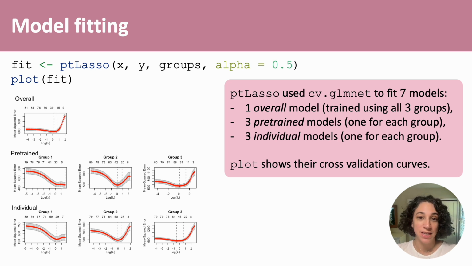Now the function ptLasso uses cv.glmnet to fit 7 models. The first is the overall model, which is one model trained using all 3 groups. Then the 3 pre-trained models, one for each group, and 3 individual models, again one for each group. And a call to plot will display the cross-validation curves for each model. The top row shows the overall model, the middle the pre-trained models, and the bottom the individual models.